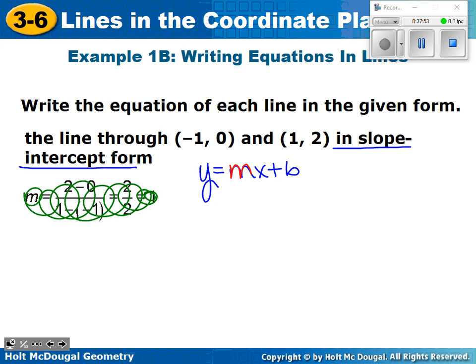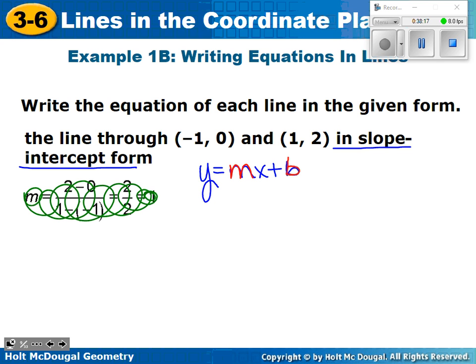M and b. x is not going to have a number in our final answer. You should always have a y and an x in your final equation. You should have a number for your slope and a number for your y-intercept. Okay? So for our final answer, this is what we should have, a number in the red spots. Okay. What do they give us here, though?